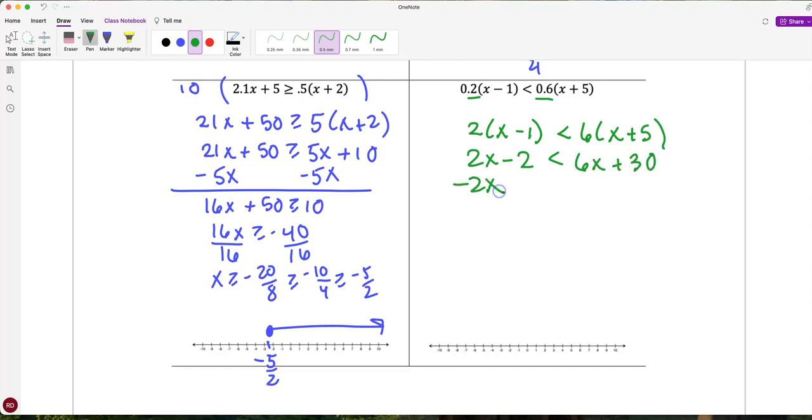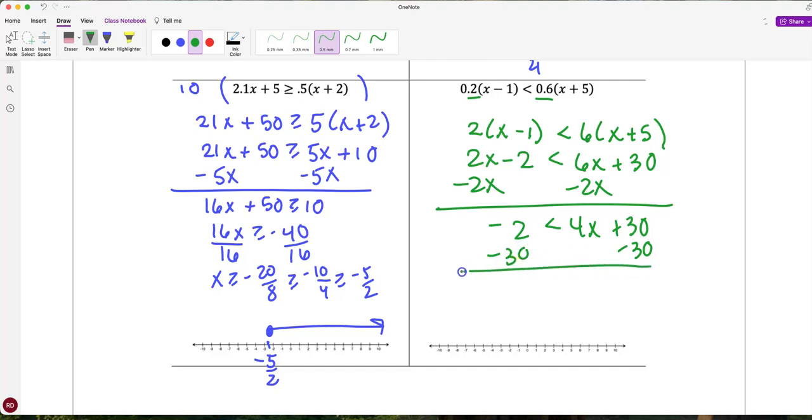Subtract 2x. So negative 2 is less than 4x plus 30. Subtract 30. Negative 32 is less than 4x. Divide by 4. Negative 8 is less than x. x is greater than negative 8. So negative 8, all the numbers to the right.